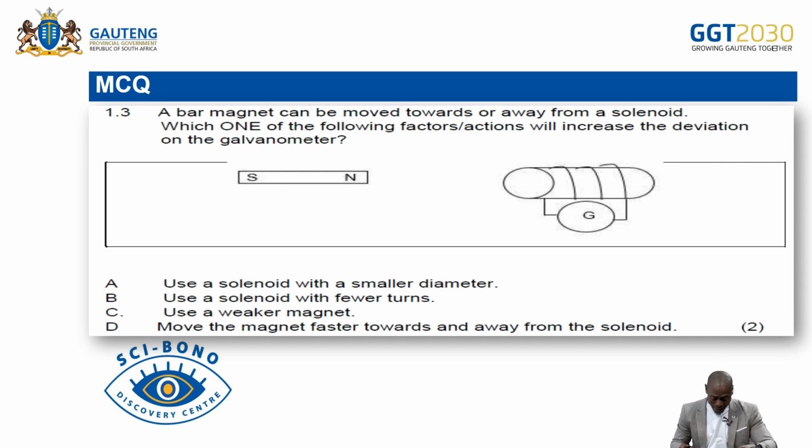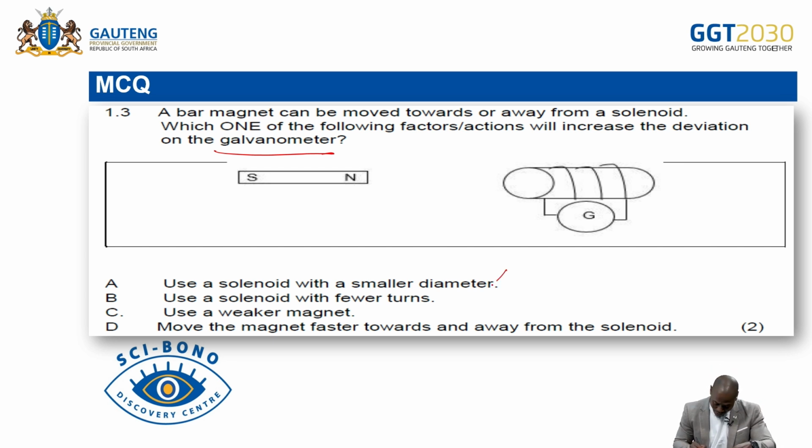Right. So a bar magnet can be moved towards or away from a solenoid, yes, to induce the EMF or the current in a coil. Which one of the following factors or actions will increase the deviation of the galvanometer? So if they say increase the deviation of the galvanometer, they're trying to say to increase the amount of EMF or the amount of current that is induced in that coil. So those three things that I've counted: using a stronger magnet, increasing the number of turns, moving the magnet in and out of the coil faster, right?